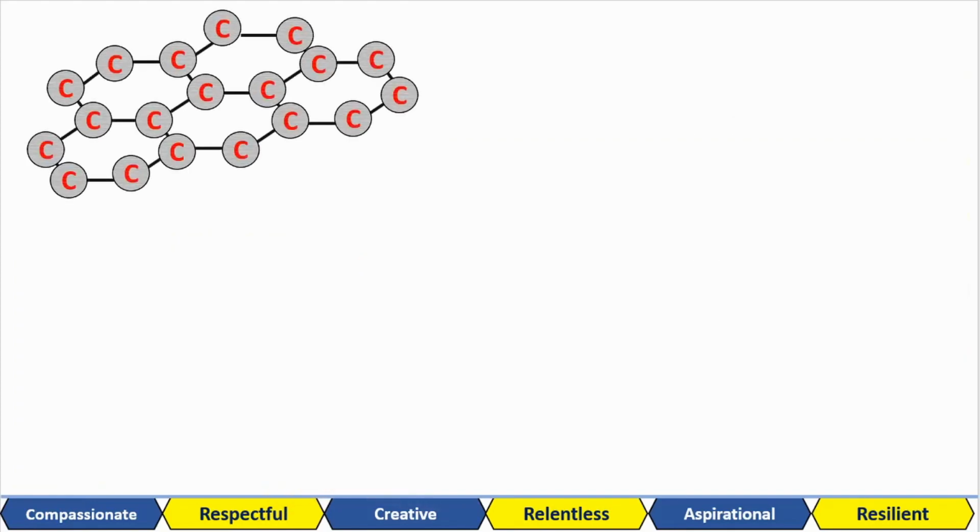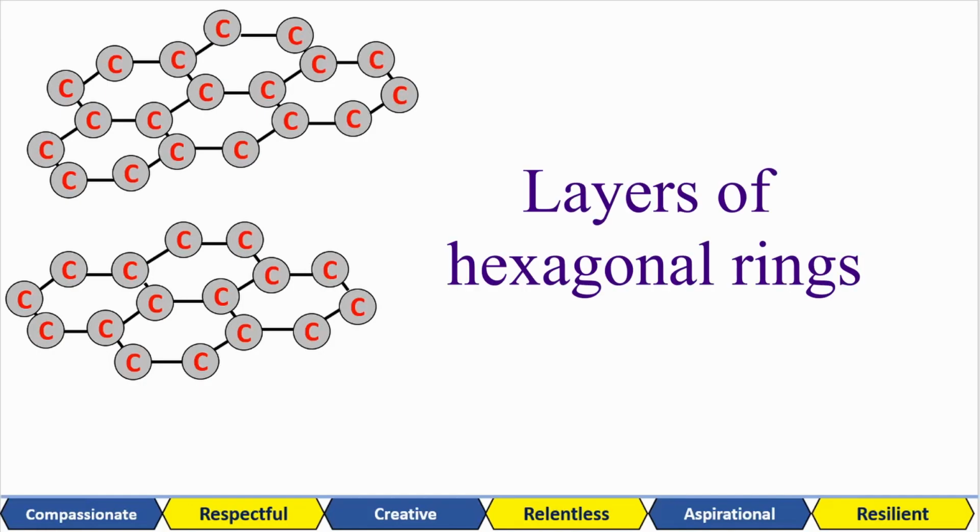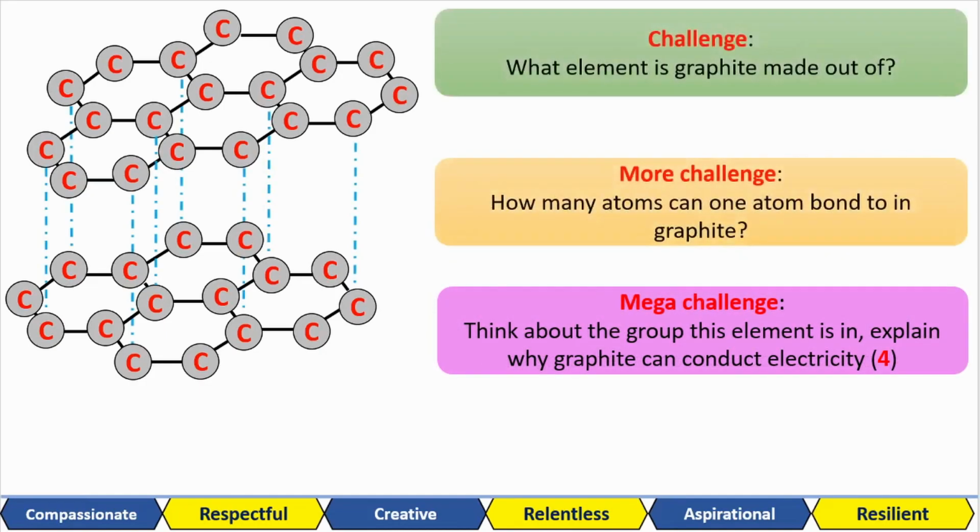Graphite is a little different in how it's structured. Notice that it has layers of hexagonal rings with 6 sides. And in between those layers, we have this familiar structure here. Here are some challenge questions. Come on, you know what to do with them.